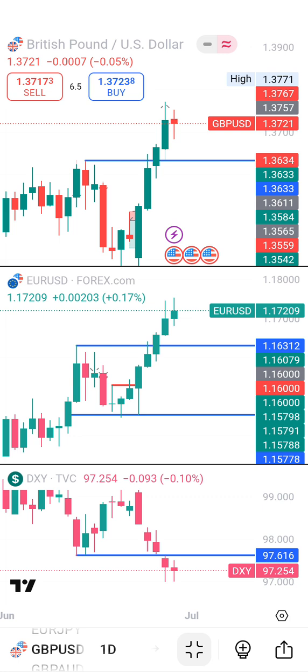All right, so on this chart, what do you see here? You can see GBPUSD is the top chart, the middle chart is EURUSD, and the chart below is DXY.